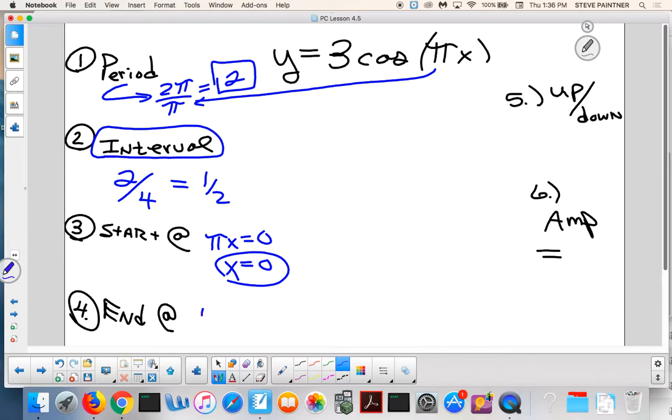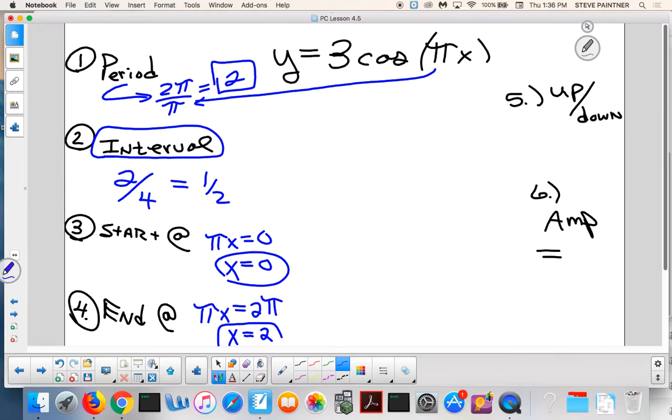Well, pi x, you usually end at 2 pi, well, figure it out. You're going to end where? You're going to end at 2 radians. And that should make sense. If you start at 0 and your period is 2, you add 2 onto your starting point. 0 plus 2 is 2.